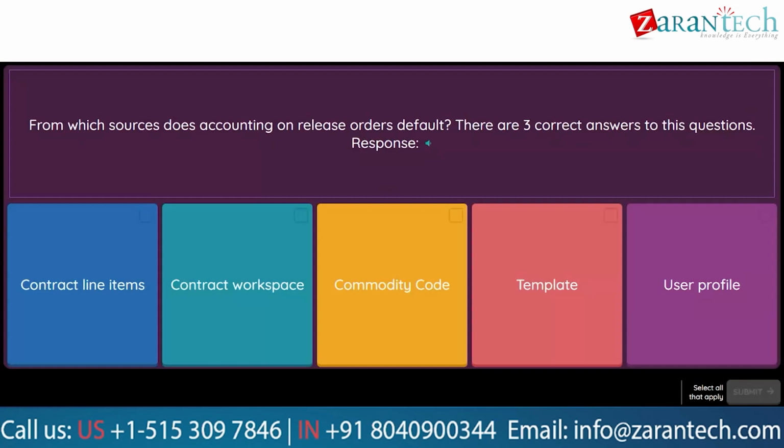Question: From which sources does accounting on release orders default? There are 3 correct answers to this question. Response: Option 1, contract line items. Option 2, contract workspace. Option 3, commodity code. Option 4, template. Option 5, user profile.